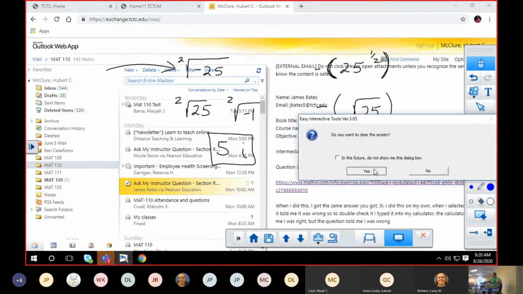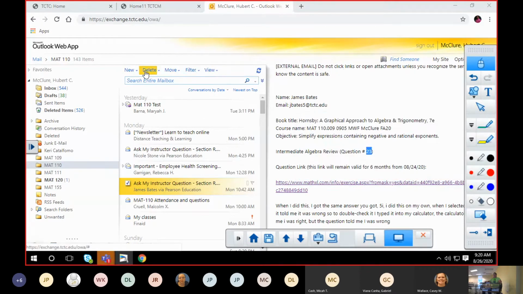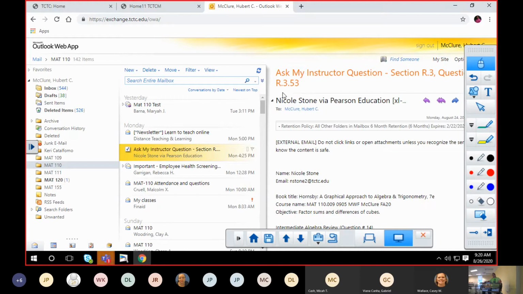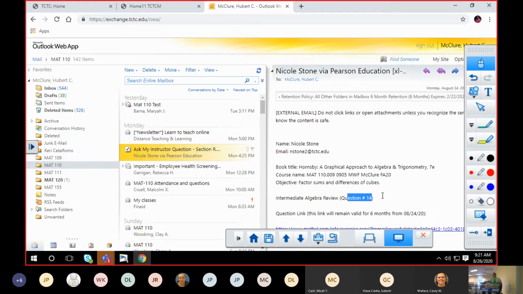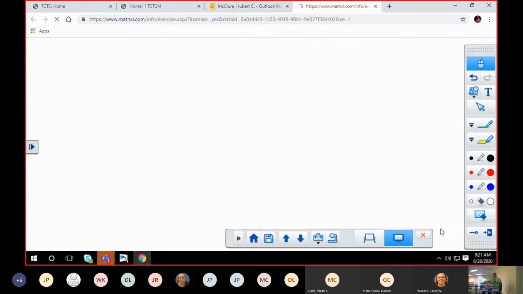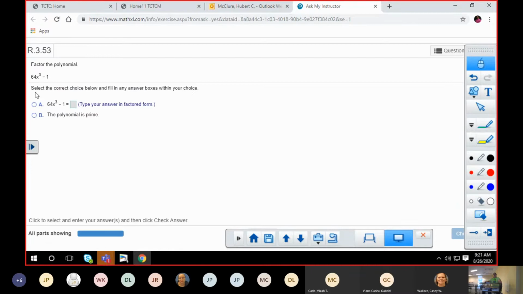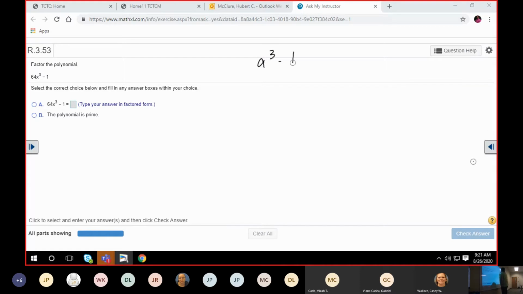Next question. I'm going to delete that one. This question is R3, number 53 in the book, number 14 online. Okay, this is shortcut number 5. This is shortcut number 5, which is a cubed minus b cubed is equal to a minus b times a squared plus ab plus b squared.